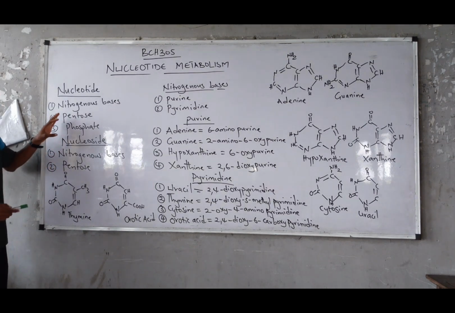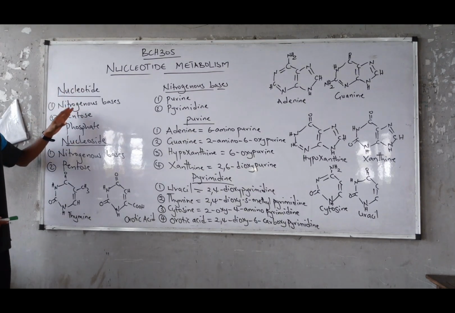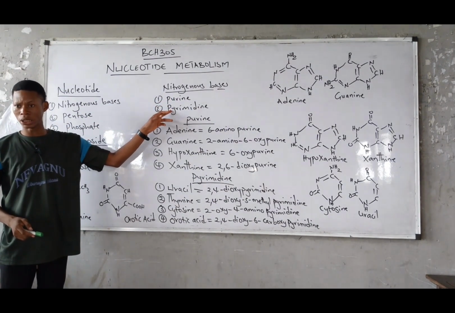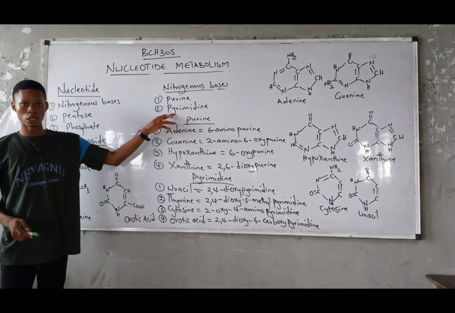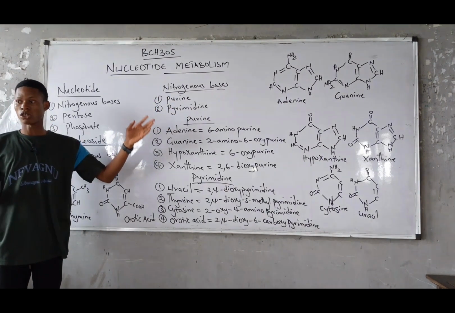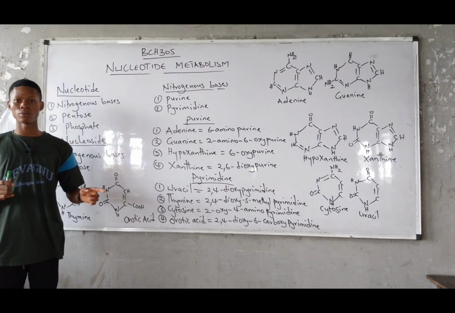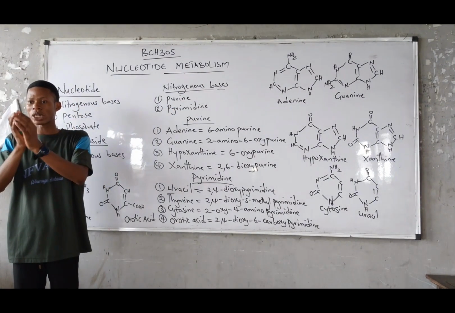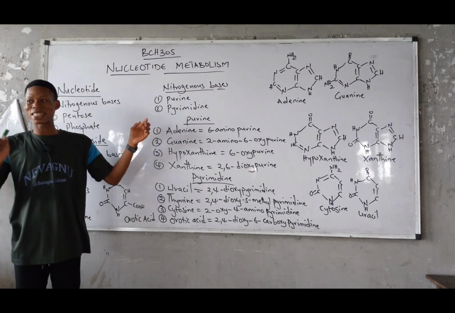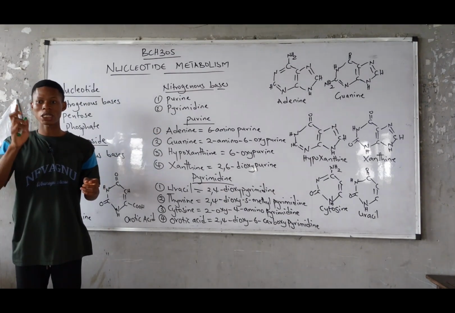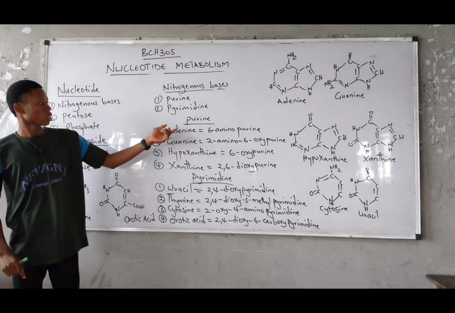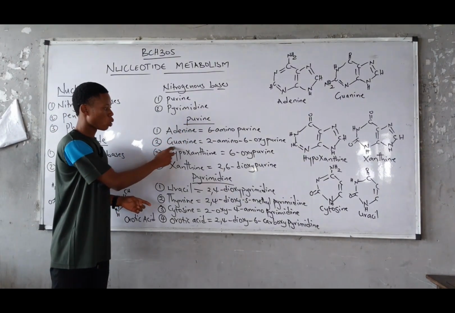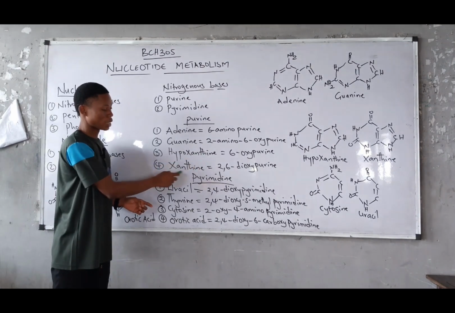Alright, so this nitrogenous base can either be a purine or a pyrimidine. A purine or a pyrimidine. That's the nitrogenous base now. Now, when we talk about purines, they are fused rings. Two rings fused together. While pyrimidines are single rings, just one ring. A six-membered ring. Now, examples of purines are adenine, guanine, hypoxanthine, and xanthine.